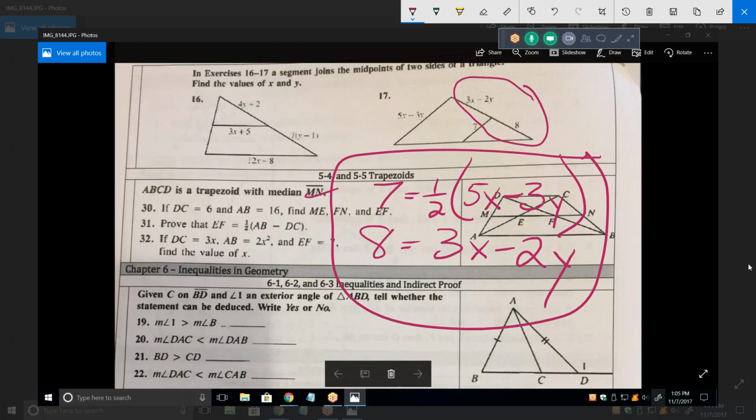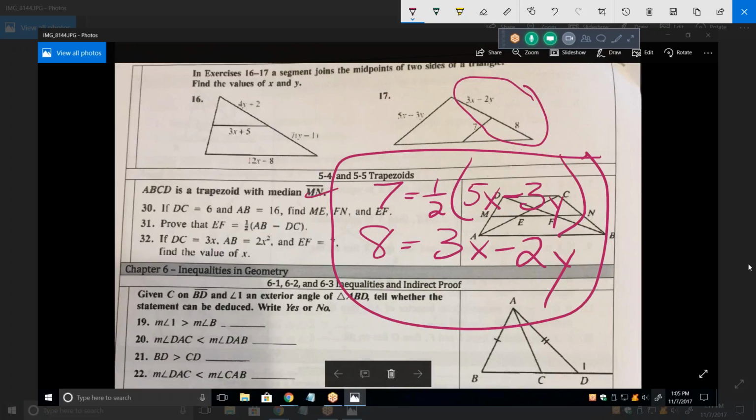On 16, we didn't have to do it. In other words, we got two different equations of one variable only. We were able to solve for x and y separately. But this one, you can't solve for x and y with just one equation. So you have to use both equations. Now, let's talk about solving that. It's a little tricky to solve.